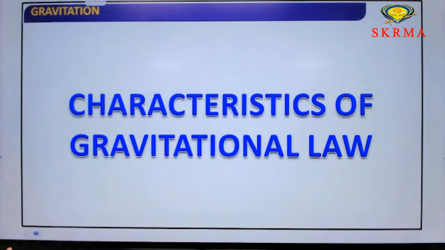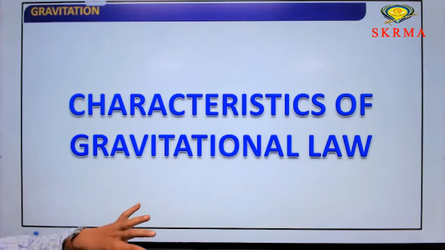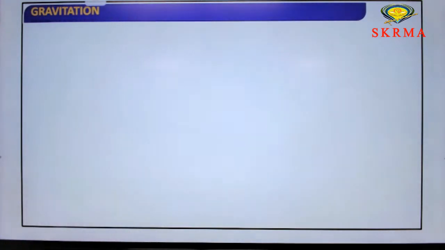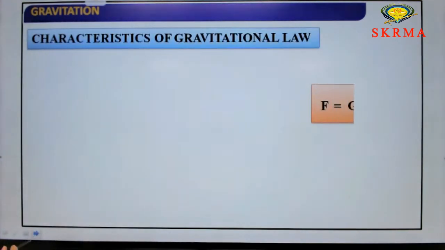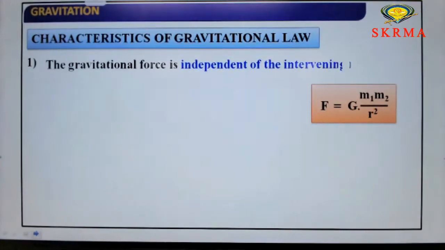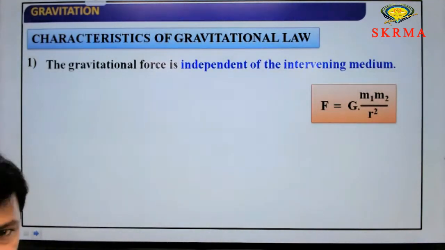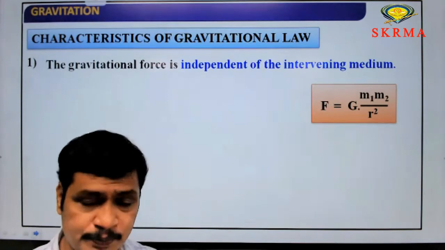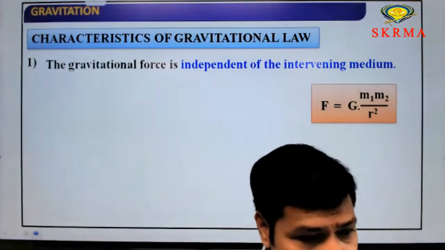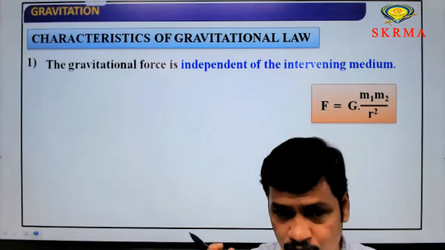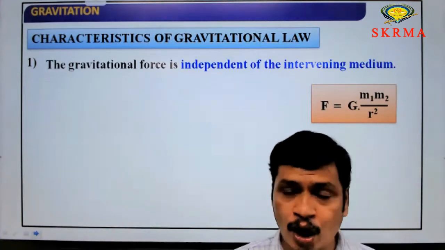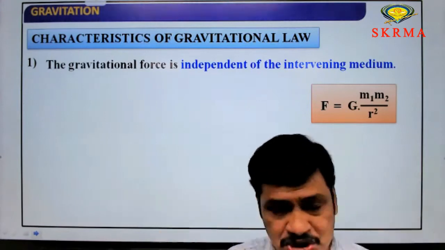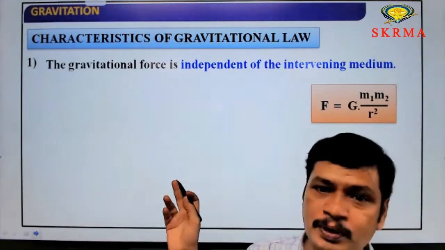Okay, let's see what the characteristics of the gravitational law are. We already discussed the characteristics of gravitational force. In the same way, here also we discuss the gravitational law. The first one is the basic gravitational law, F equals G m1 m2 by r square. The gravitational force is independent of the intervening medium. It does not depend upon the medium. In some cases they ask: if there is another object placed between the two planets, how does the gravity change? There is no change in the gravity, because it does not depend upon the medium.